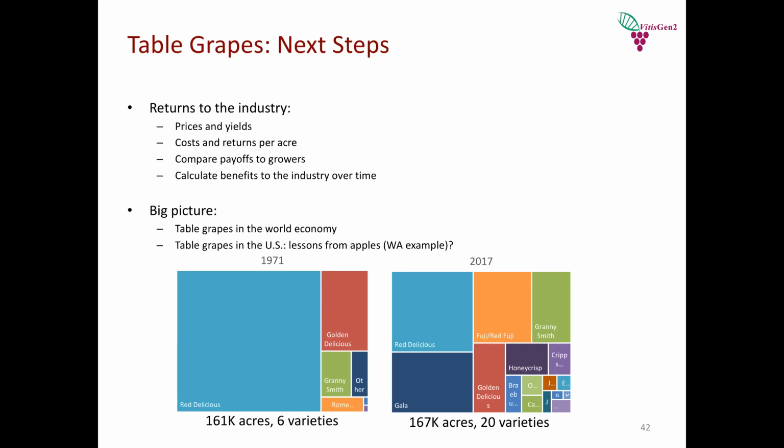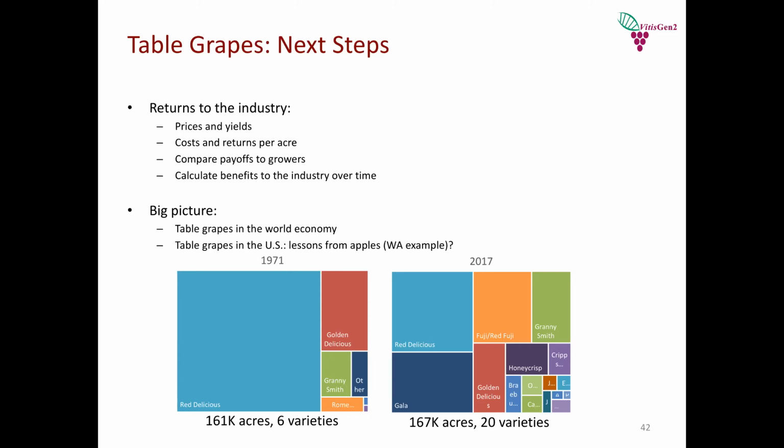And in the U.S. context, we realize that the table grape industry is moving in a similar direction to apples. I included a graph from Washington. This is acreage by variety in Washington State. It did not quite go back as far as grapes, but between 1971 and 2017, it went from 161,000 acres to 167,000 acres, which is not a huge growth in acreage, but 6 to 20 varieties, which is pretty much exactly what was happening with table grapes. So we're looking at other parallels from that industry.